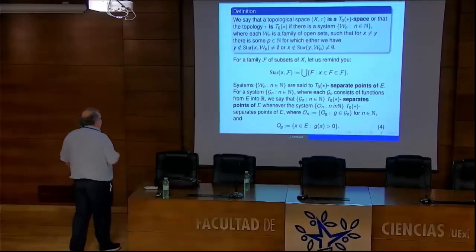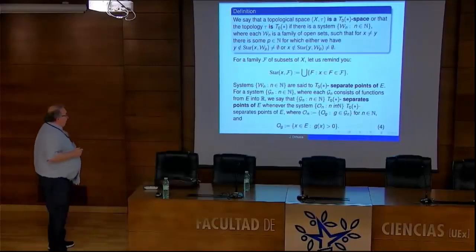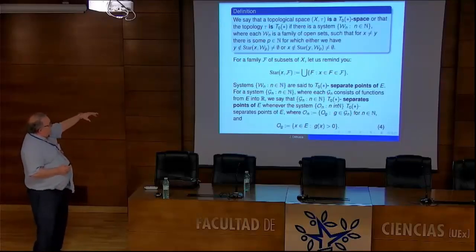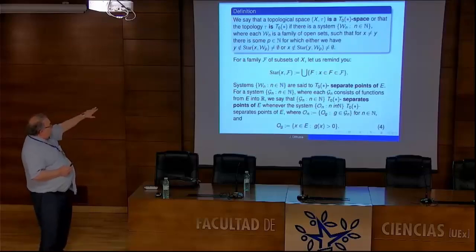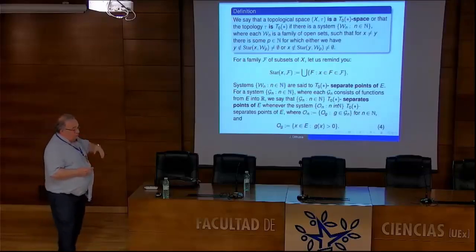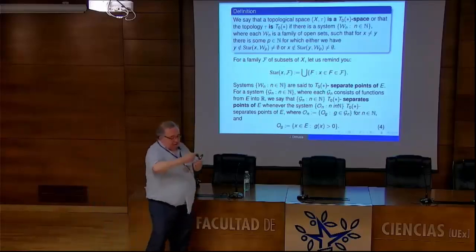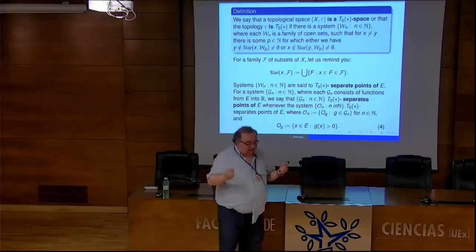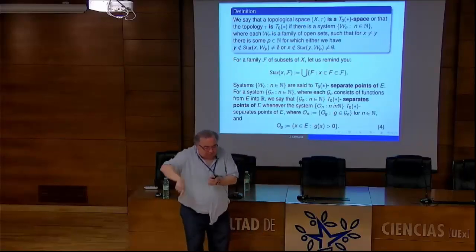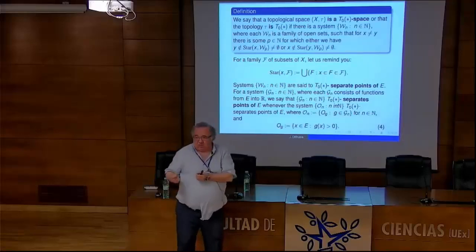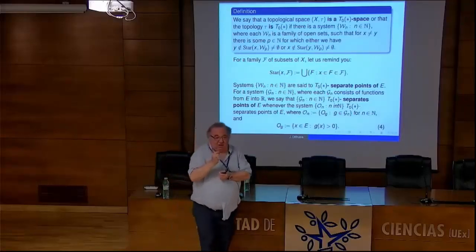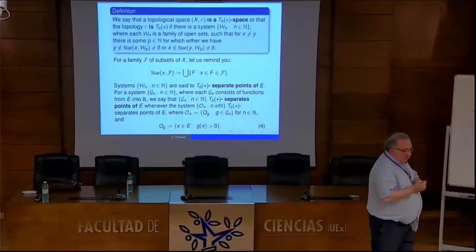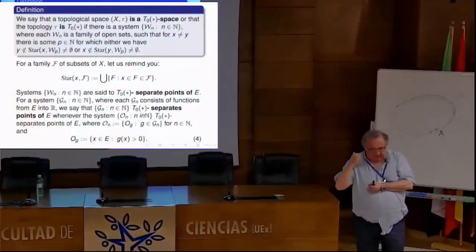Then we introduce this separation property, T0 star. A space has the star property of separation if there is a family of open sets such that for x different from y, you always have a collection such that if x is in one of the sets of the collection, y is not. If y is in one of the sets of the collection, the other one is not. The star is the family of sets of the collection which contains the point. Okay? This is the definition.